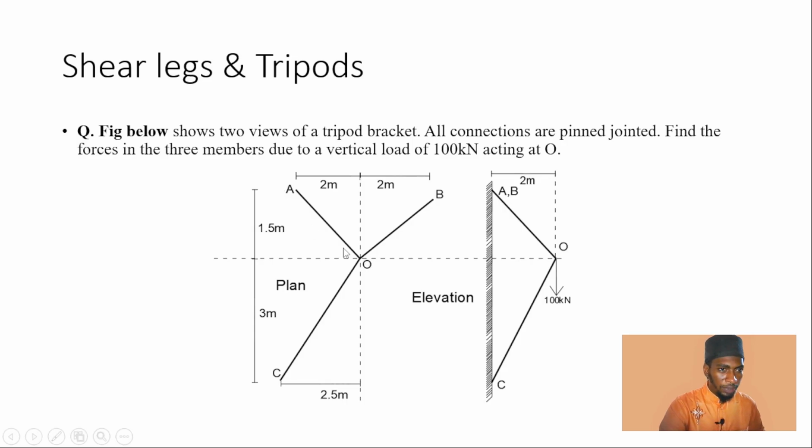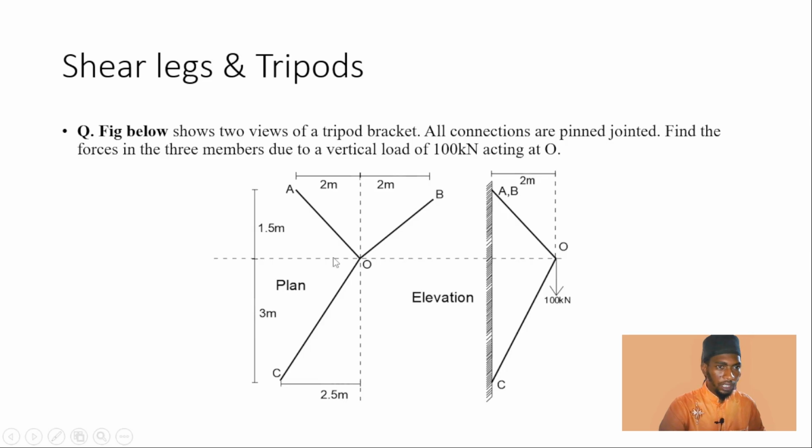So from O to A vertically is 1.5. We are looking at the plan now. From O to B vertically is 1.5 also. From O to C vertically is 3 meters, but this is going upward. That's A and B are in the upper side of the center of the point we are dealing with.